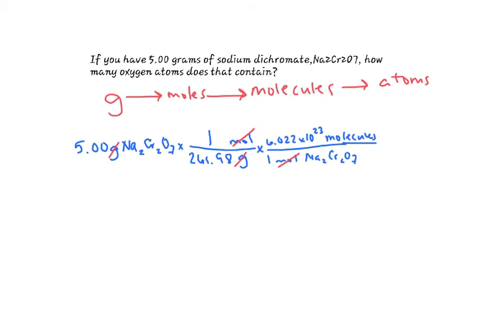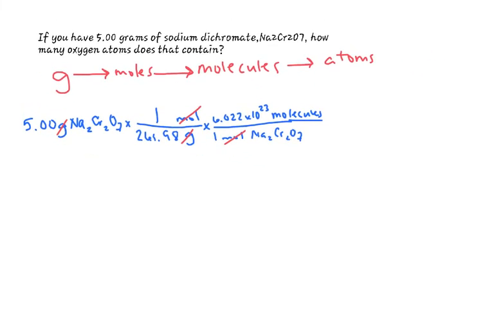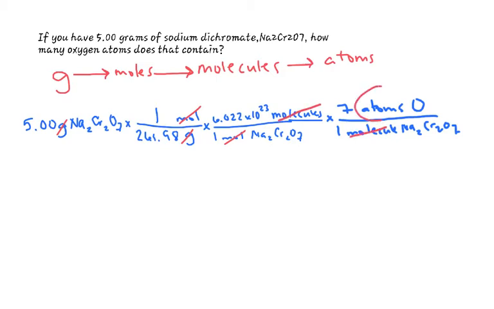Now let me minimize the screen just a little bit so we can add on and do our final conversion. Now that I'm in molecules of the compound, I can look at the individual atoms. So this is what it's going to look like. For every 1 molecule of Na2Cr2O7, this is where I'm going to make my switch to atoms. 1 molecule of sodium dichromate will contain 7 atoms of oxygen. I get that number 7 from the subscript 7 right there. This is where I'm going to make the switch, and I can now cross out my molecules, and I'll be left in atoms.